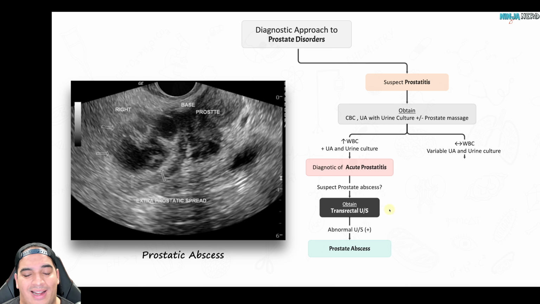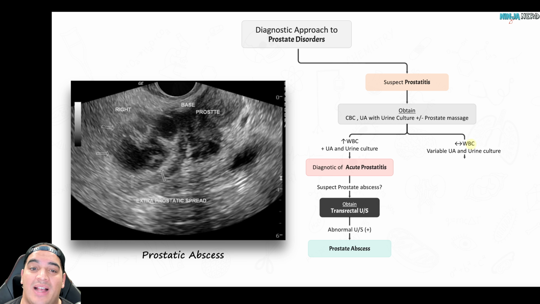For chronic prostatitis, this is not an easy diagnosis. It's relatively difficult to discern, and sometimes people even put this into the area of chronic pelvic pain syndrome. What happens with this one is that usually their white blood cell count won't be elevated. It can sometimes be normal. Their urinalysis and urine culture can be variable. Sometimes it can be positive, sometimes it can be negative.